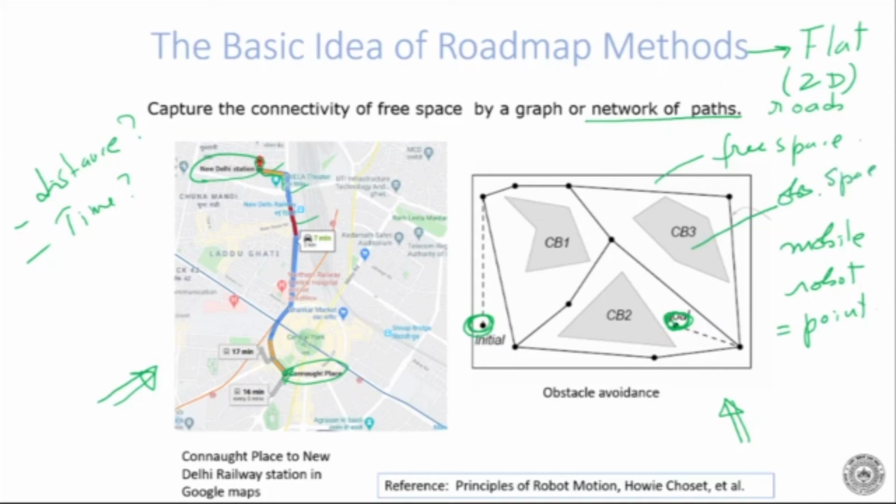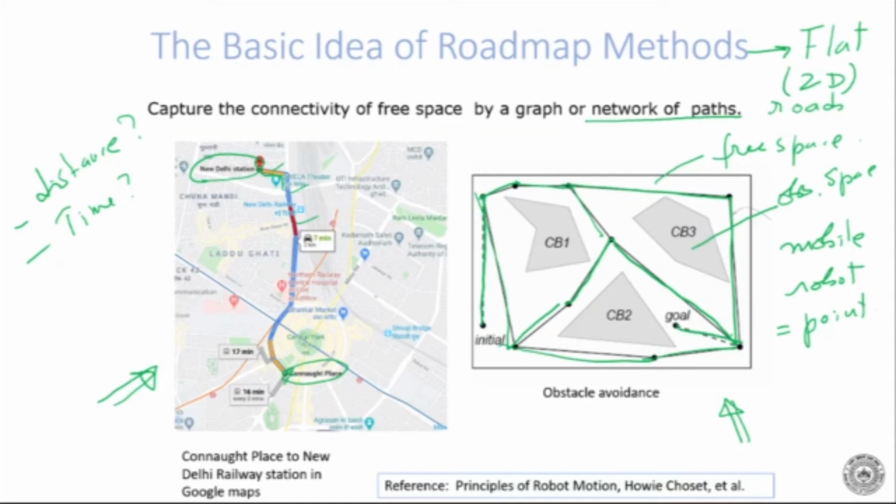So the free space is connected by a network of paths. Okay, this is already connected by a network of paths. How did we get these paths? That we will come to later. So we are given this network of paths. Now what I will do is, from the initial point, I will connect to this network of paths here. And from the goal point also, I will connect to the network of paths.